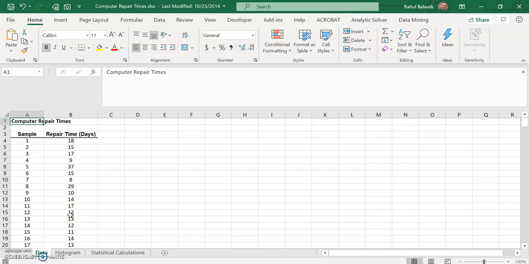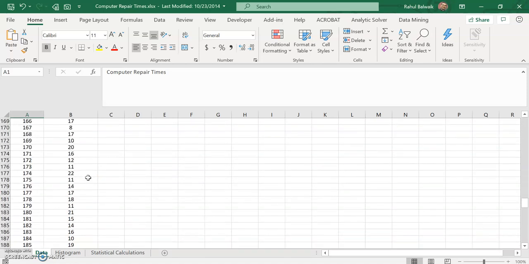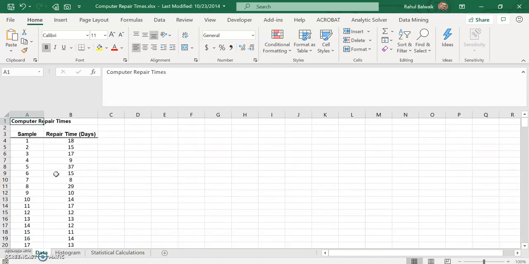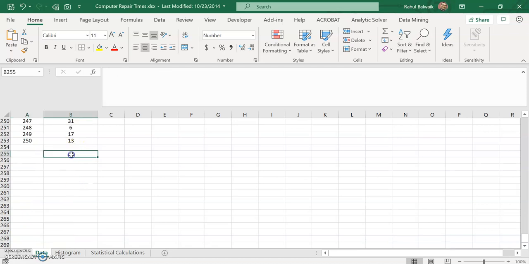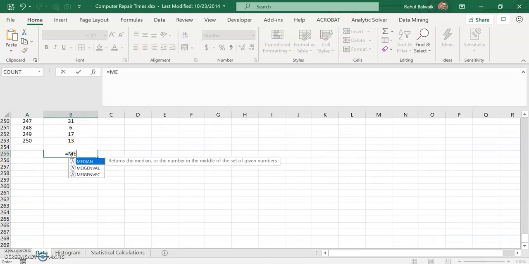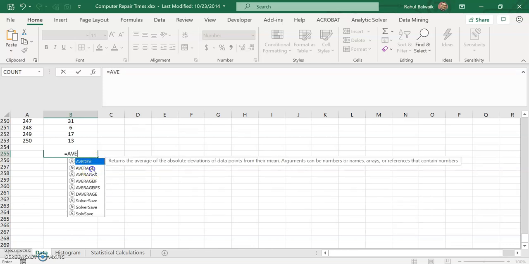Okay, so here the first thing that we'll do is we'll try to find out the mean, mode, median for all of the data that we have. So just so you understand what this data is pointing to, we have samples. For each sample there is a repair time. These samples are basically the computer numbers, and the sample time is how much time it took for the computer to get repaired. Okay, so let's find out the mean, mode and median. Let's find out the mean with the help of the average function.